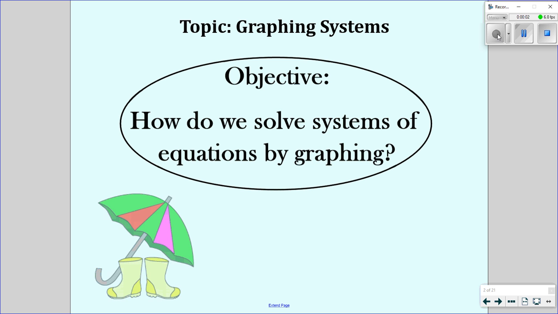Hi, welcome to our new unit, which is Systems of Equations and Inequalities. In today's lesson, we will be talking about graphing systems and also reading graphs when it's dealing with systems. So the objective is, how do we solve systems of equations by graphing?